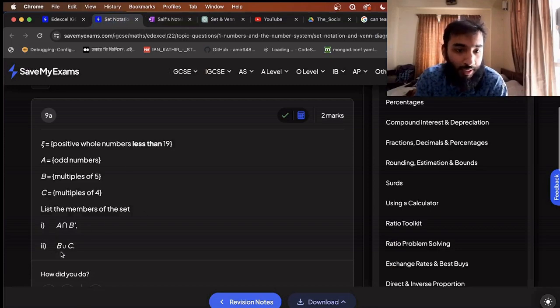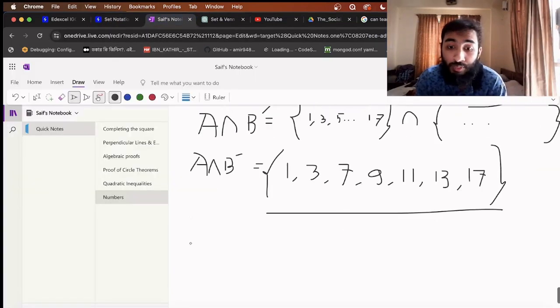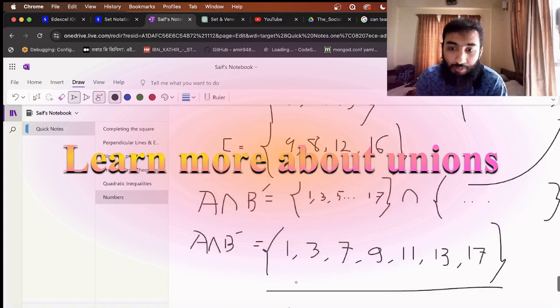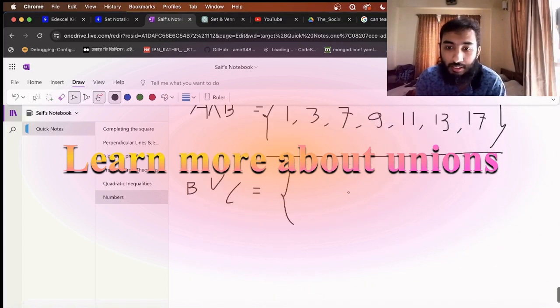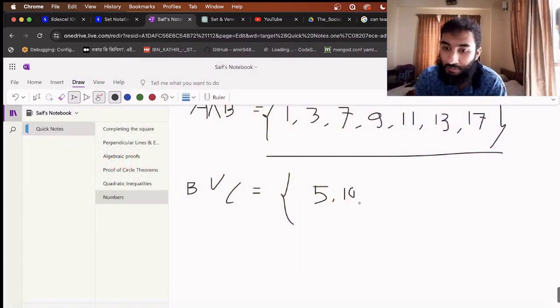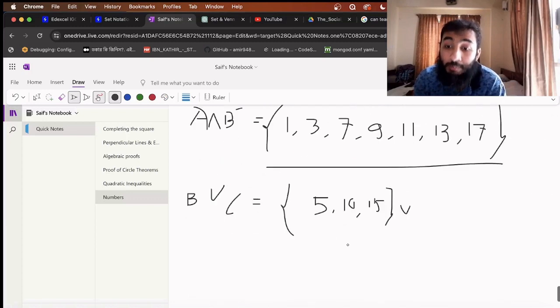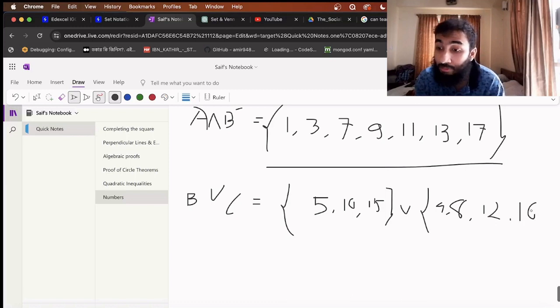This is the first part, and in the second part you have to figure out B union C. What is B union C? B is the set of the multiples of 5, which is 5, 10 and 15, and C is the multiples of 4 less than 17: 4, 8, 12 and 16.